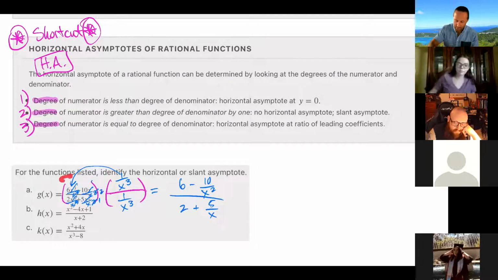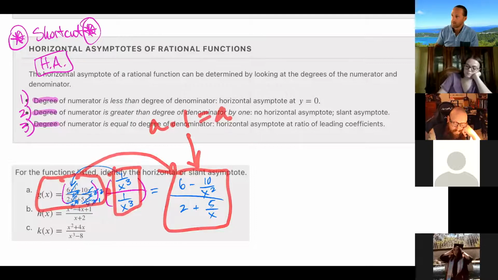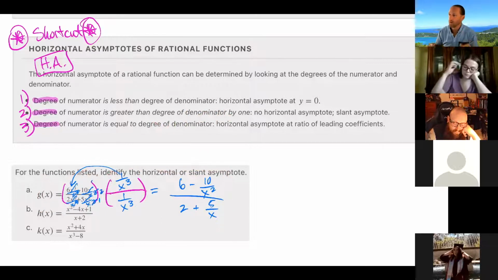Now, does everybody agree that my original g of x function is the same? How do you know that is true, even though they don't look it? All I did was multiply by a what? A fancy one. And when we multiply by 1, we get the same thing out. But why am I doing this?